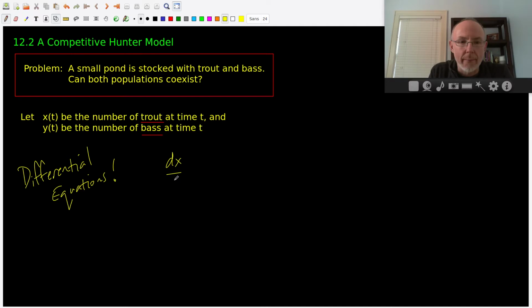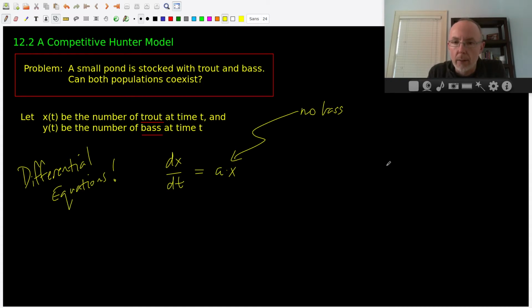So let's think about the trout, and we're thinking about the rate of change of trout with time, so that's dx/dt. Now, if there were no bass present, let's think about what happens to the trout. If there are no bass, in other words, y is 0, then I would expect the trout to breed and to eat food. And so over time, their numbers would increase. If I just take the simplest population model we've discussed, I'm going to say that the rate of change of the trout is proportional to how many trout I have. And that constant of proportionality, I'm just going to call it A.